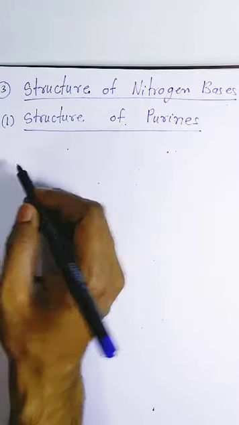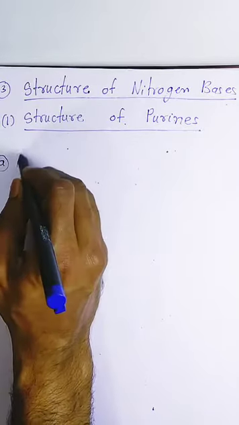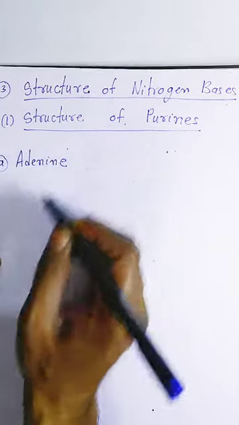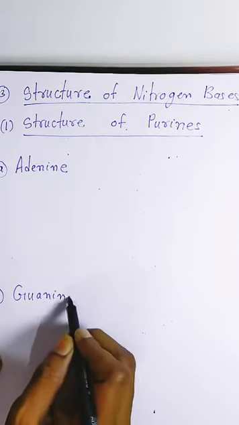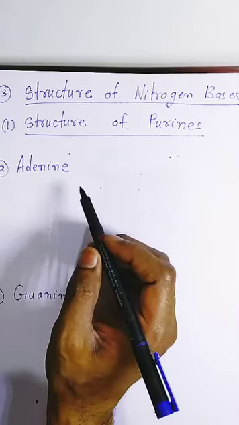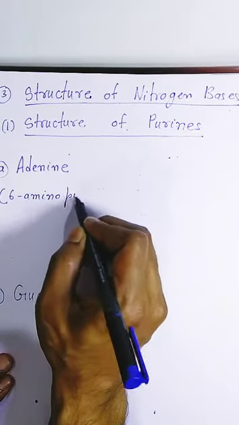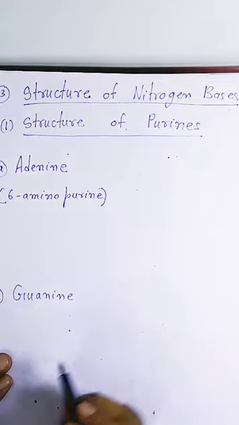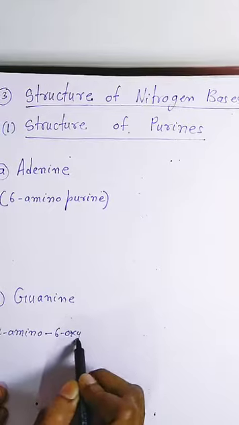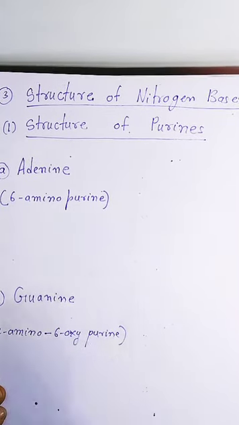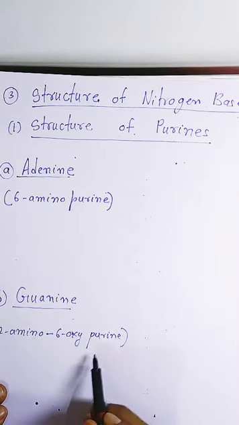Now students, purines are made up of adenine and guanine. The first one is adenine. We first draw the structure of adenine, and second we have guanine. These two are the purine ring nitrogenous bases. Adenine is also called 6-amino purine, and guanine is called 2-amino 6-oxy purine. This is the IUPAC name and this is the common name. Adenine and guanine are the common names, and 6-amino purine and 2-amino 6-oxy purine are the IUPAC names.